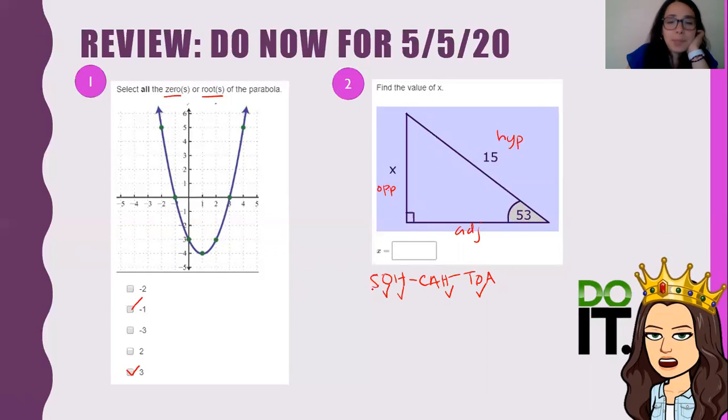S-O-H? Yep, sine. Good. So we use that one. Perfect. So sine of 53 degrees is equal to opposite over hypotenuse. Opposite is x, hypotenuse is 15. So right away, I like to plug it into the calculator.